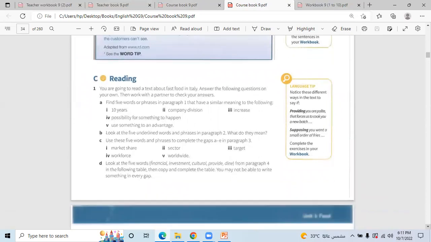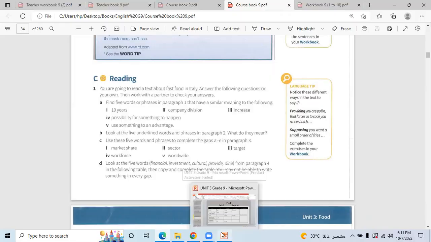All right, in the reading part, you are going to read about fast food in Italy. Answer the following questions here. Find five words or phrases in paragraph one that have a similar meaning to the following: 10 years, a decade; a company division; increase; the possibility for something to happen; use something to an advantage.